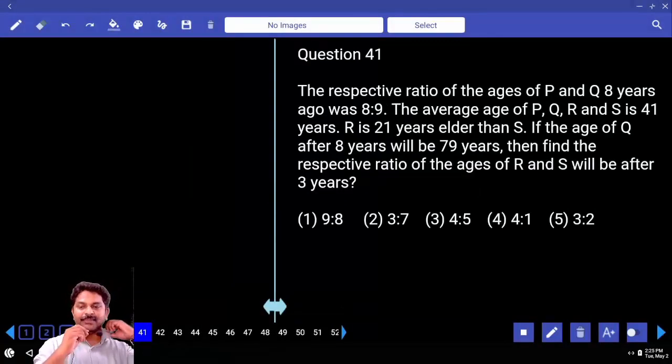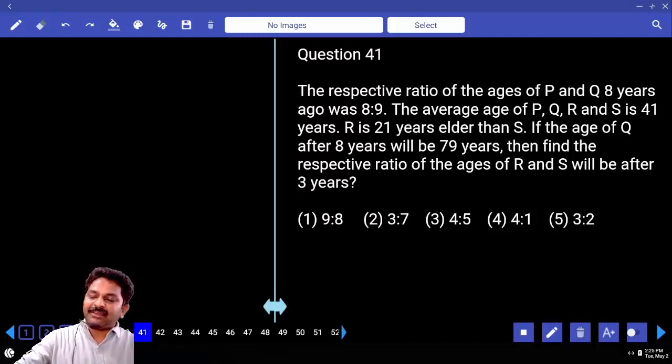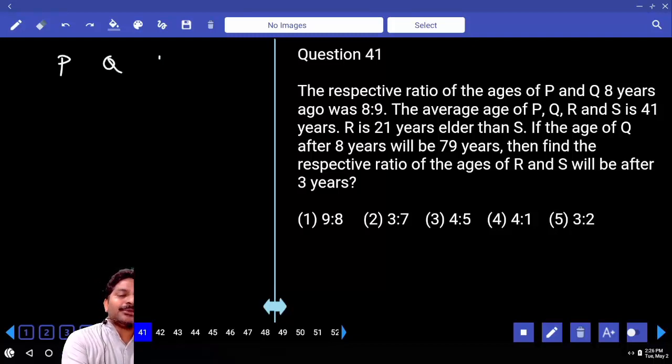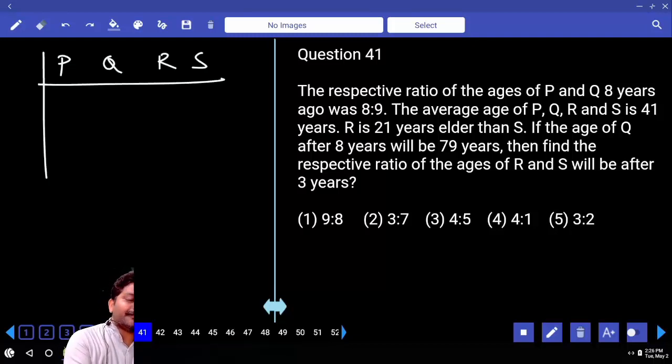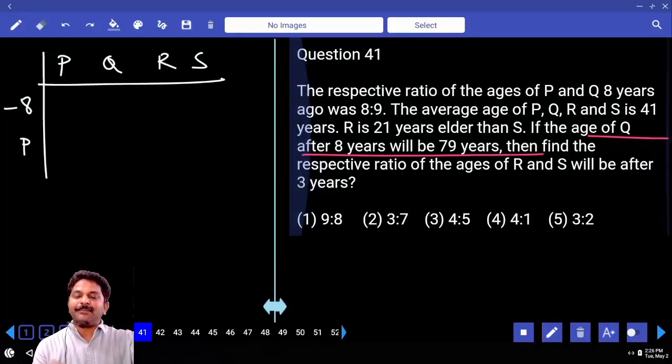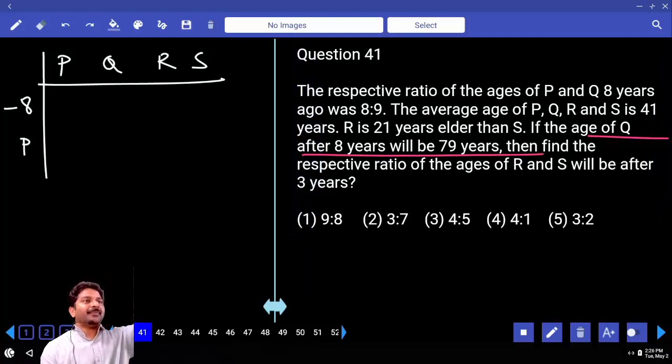Come on, 41 onwards. The respective ratio of ages of P and Q 8 years ago was 8:9. 8 years back it was 8:9. The average of PQRS is 41. R is 21 years elder than S. If the age of Q after 8 years will be 79. Okay, now PQRS, 4 members are there, present and then 8 years back. Here we have some information. Q will be 79 years old after 8 years. Then what is present age of Q?